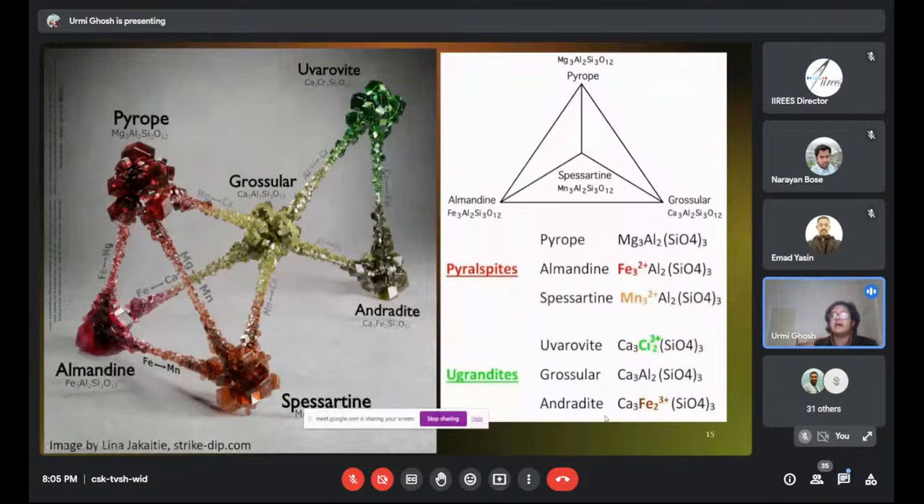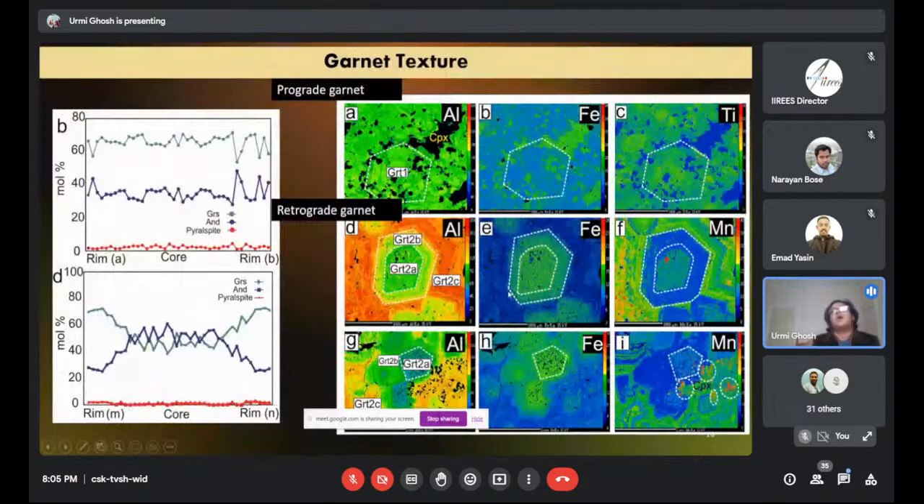So mainly the samples that I dealt with belong to this grossular-andradite series. This is the main type of garnets that I dealt with. When I was studying other minerals as well, what I found is that garnet is readily reacting to any change in the fluid composition. So here I have found different generations of garnet, as I have mentioned.